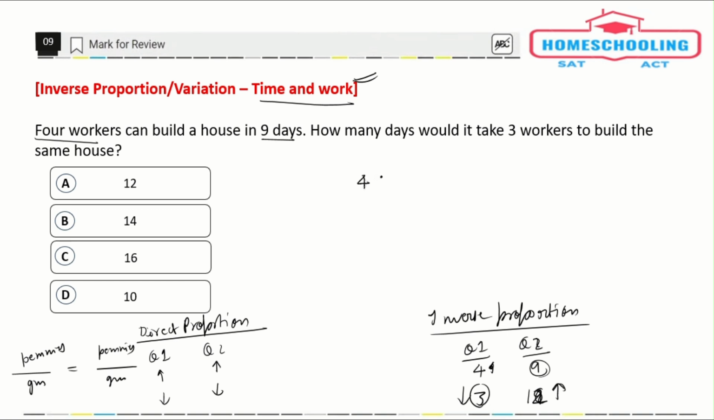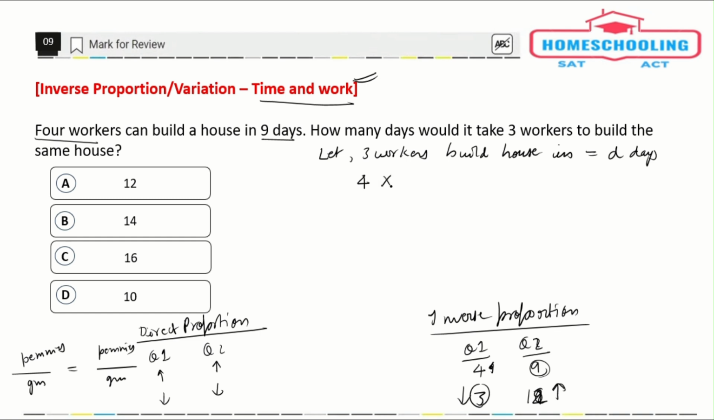We have to find how many days it would take 3 workers to build the same house. So let 3 workers build the house in, let's say, D days. So we have one pair here. Instead of division, we will multiply them because it's an inverse proportion: when one quantity decreases, the other quantity increases.